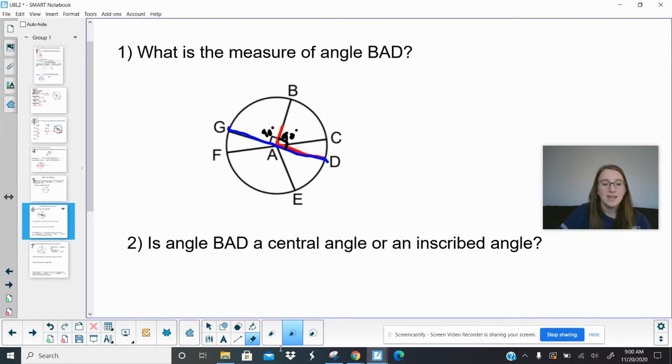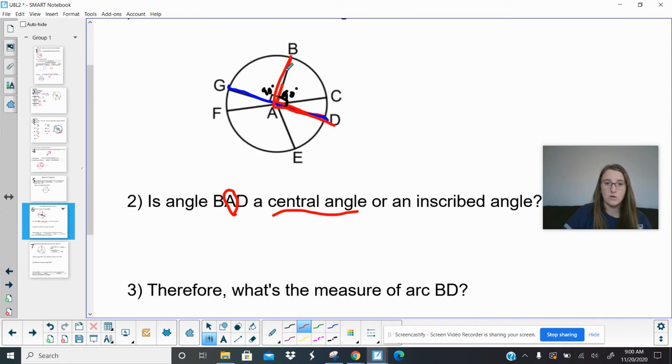So going from here, is angle BAD, which is the one we just found, a central angle coming from the center of the circle, or is it an inscribed angle, whose vertex starts on the circle? What do we think? This is a central angle because A is the center of the circle, right? A is right there in the middle. So that makes this a central angle. So once again, this angle we just found, we would call a central angle.